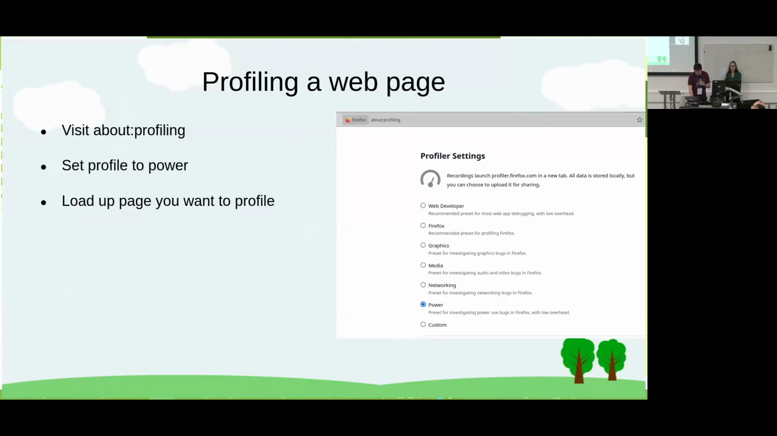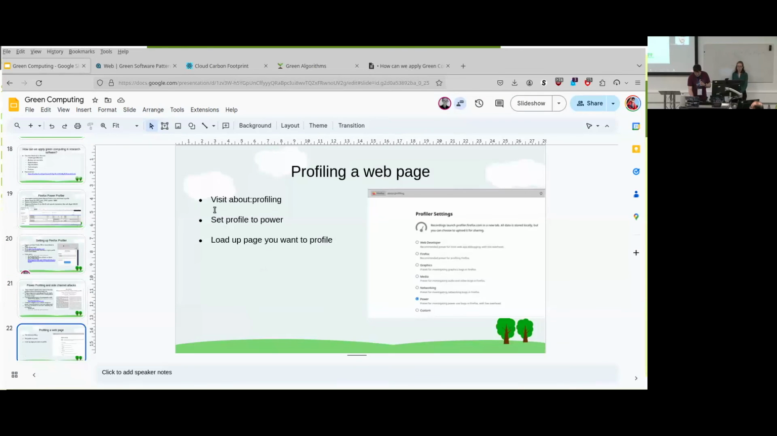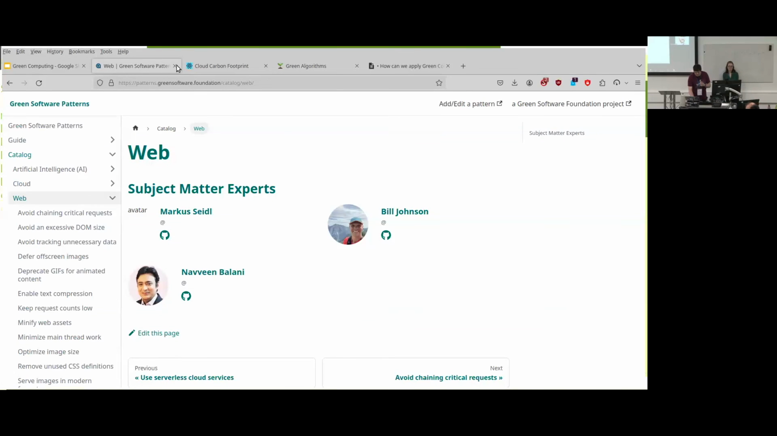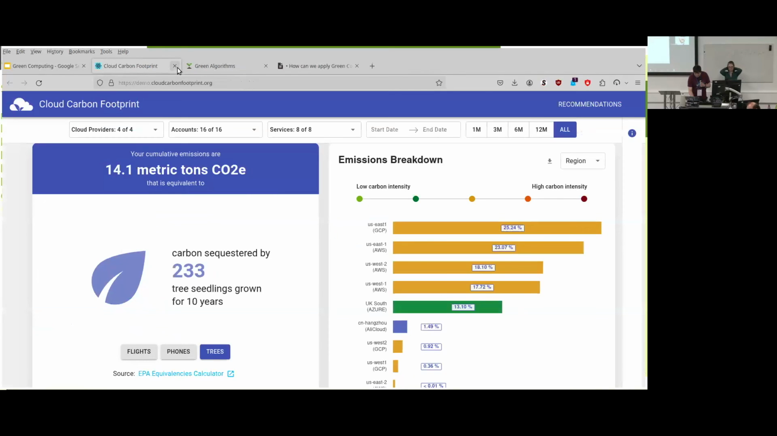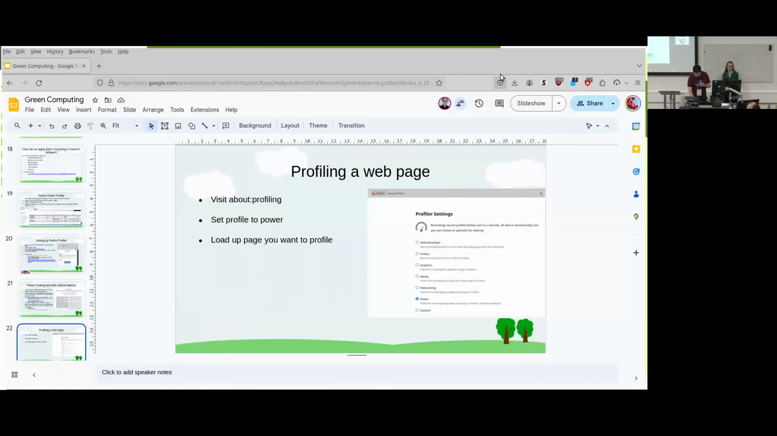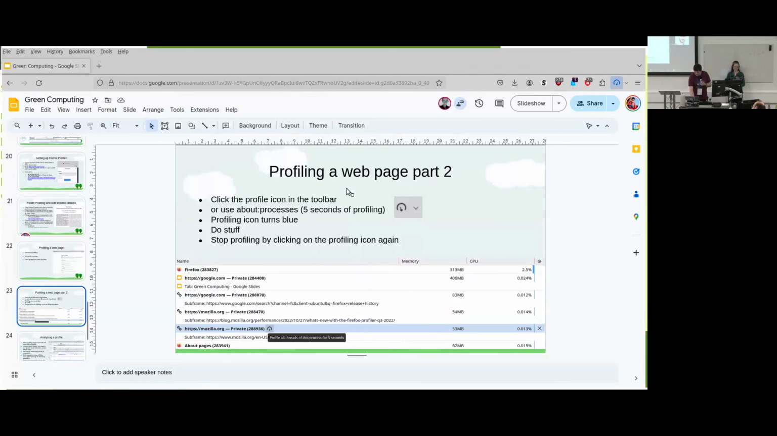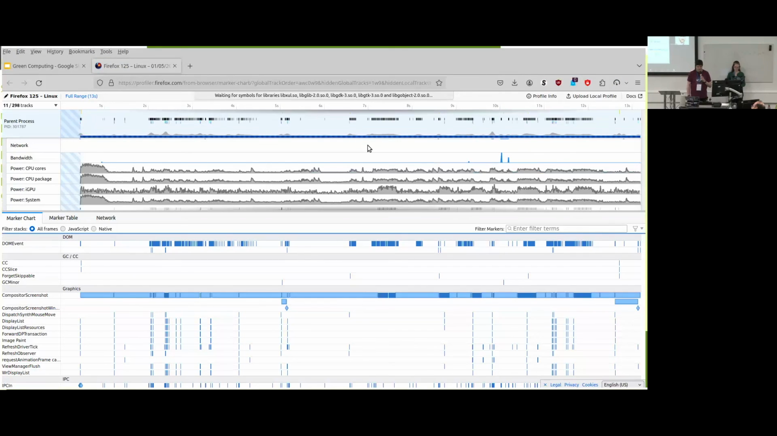So now let's try and profile a web page. Let me close all of my extra tabs and we'll, I guess, end up profiling Google Sheets. So I have this little profiler icon here. It says record a performance profile. If I click on that, it's now gone blue and that is recording already. So let's go and do something like move to the next slide. And now I press that blue button again, it stops recording and it opens up the profile.